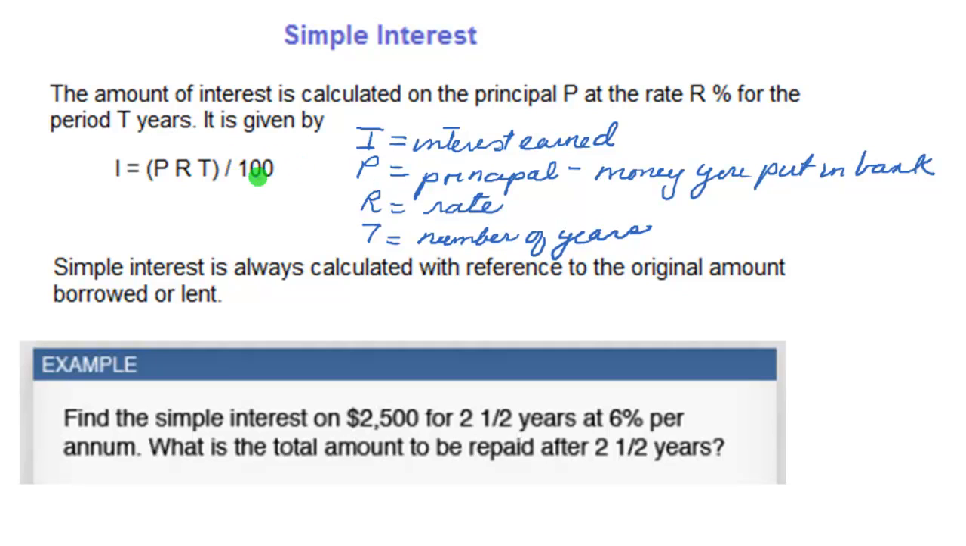Okay, so you multiply the principal times the rate times the time, and then you divide by 100, and that gives you your simple interest. So simple interest is always calculated with reference to the original amount borrowed or lent. Remember that original amount, that's your principal. Okay, all right, here's an example.